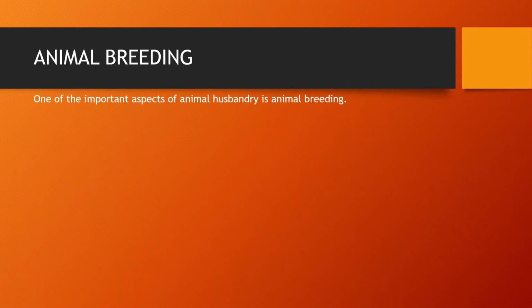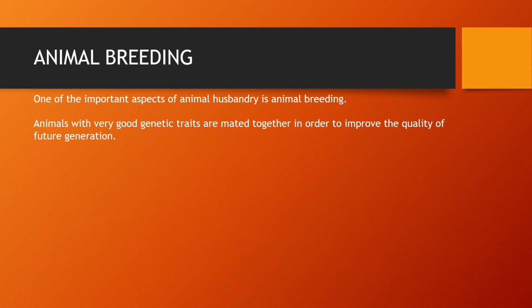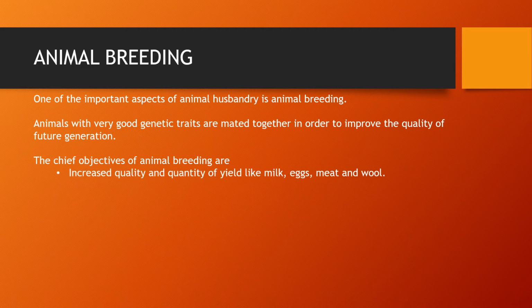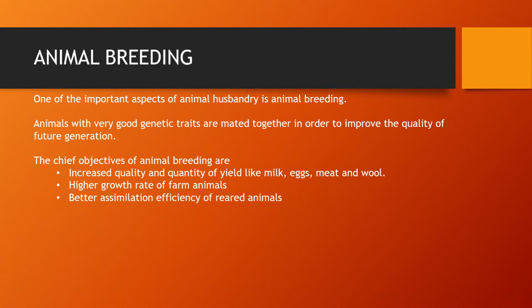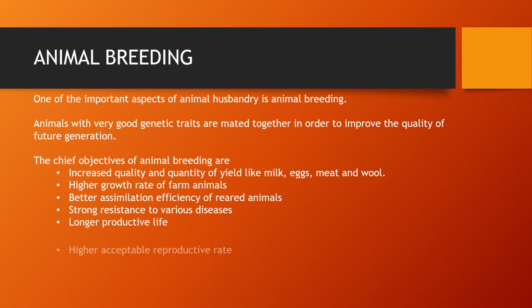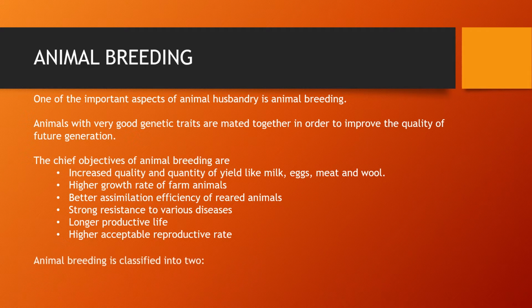One of the most important aspects of animal husbandry is animal breeding. Animals with very good genetic traits are mated together in order to improve the quality of future generation. The chief objectives of animal breeding are increased quality and quantity of yield, higher growth rate of farm animals, better assimilation efficiency of reared animals, strong resistance to various diseases, longer productivity, higher acceptable reproductive rate. Let's have a look into the types of animal breeding. They are inbreeding and outbreeding.